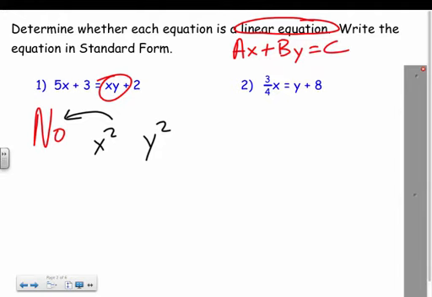Well, how about this one? I got an x term, I got a y term. That's good. Well, for standard form, I want to get the x and the y on the same side.